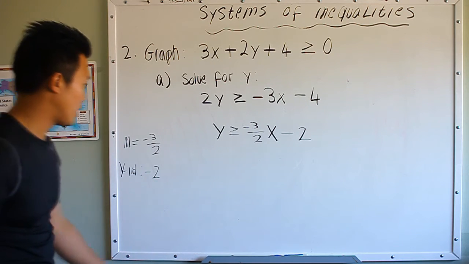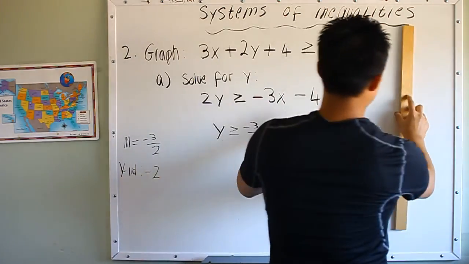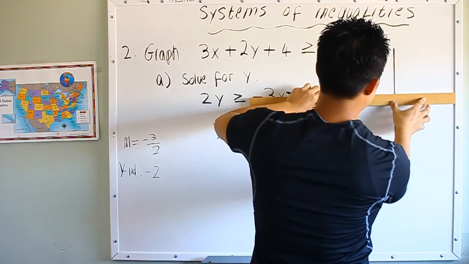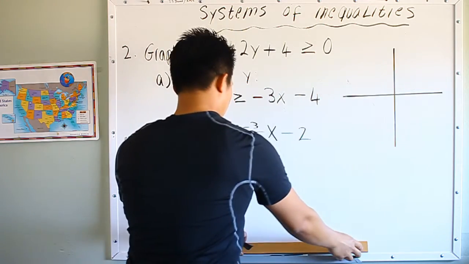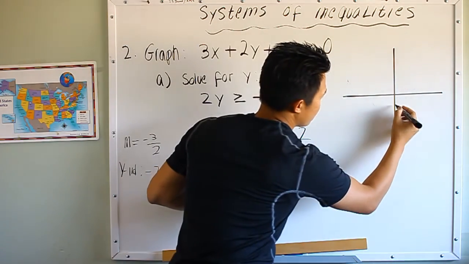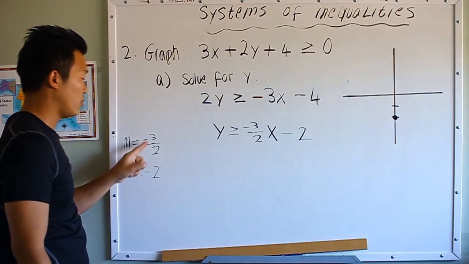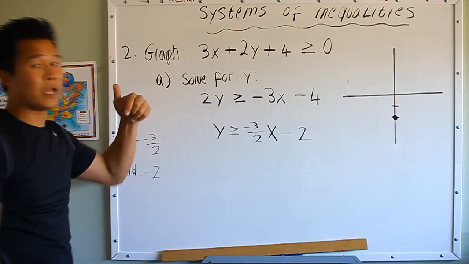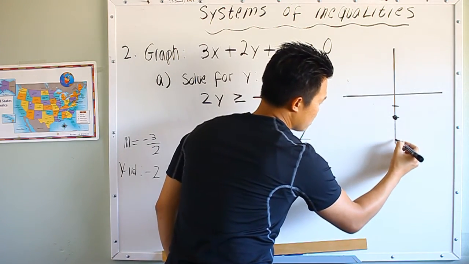I'm going to construct my graph over here so that we can do our test point over here. So my y-intercept is negative 2. So I start at negative 2. My slope is negative 3 over 2, so rise over run. Since 3 is a negative number, we're going to rise down. So going down 3 units from here: 1, 2, and 3.